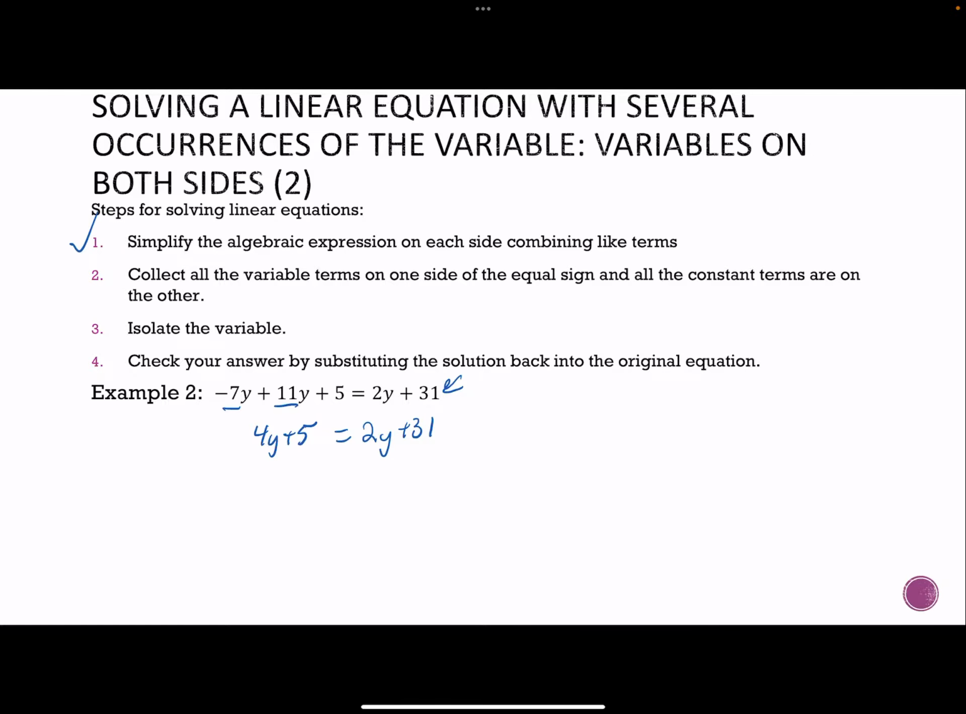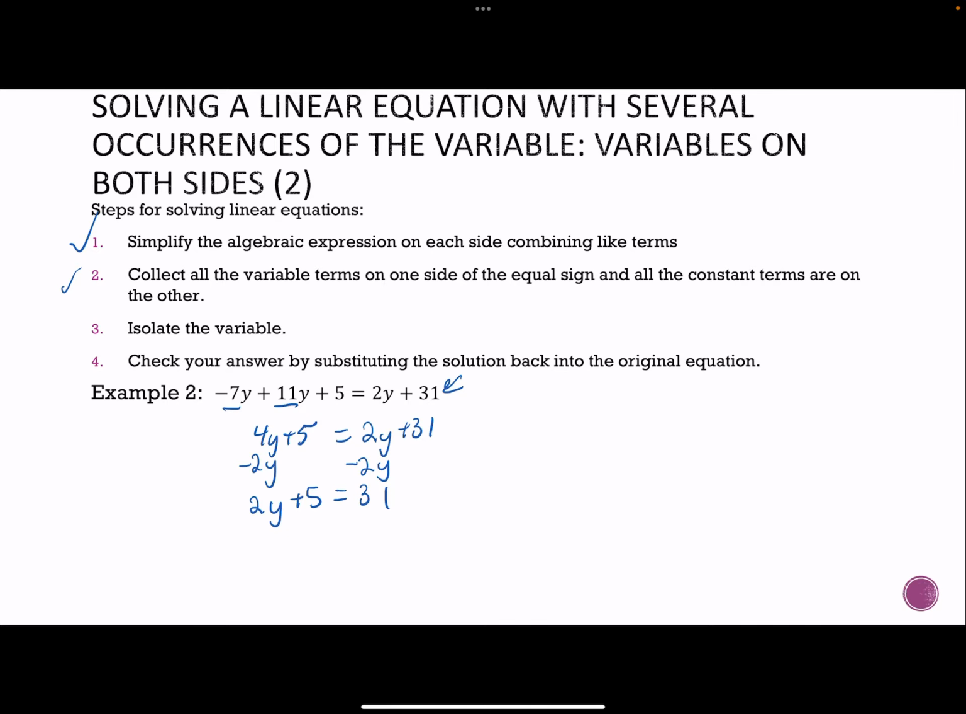Step 1 is done. Step 2, we want to collect all variable terms on one side of the equal sign and all constant terms on the other. I'm going to start by moving my variable. Subtract 2y from both sides. Again, I'm writing down every single step. If you're feeling pretty confident, you don't have to write down every single step, but I want to make sure that everyone can follow along on this video.